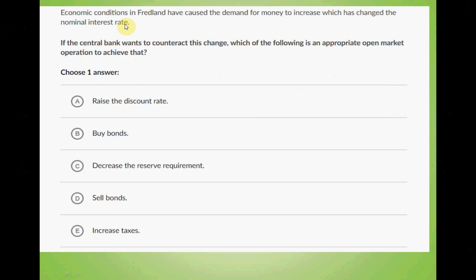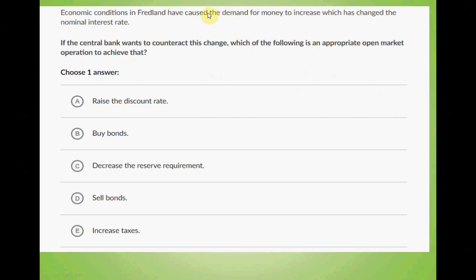Economic conditions in Fredland have caused the demand for money to increase, which has changed the nominal interest rate. Now, I'm going to stop here for a second and say, hey, I don't 100% like this sentence because it could be a little confusing, but now we're doing stuff with demand and money supply. Think about this. The demand for money increased. They didn't say change along the demand curve. This is just the demand for money has increased. Remember, left is less, right is more. So what they're saying here is that this is a rightward shift of the money demand curve. They didn't say we're moving along the curve.